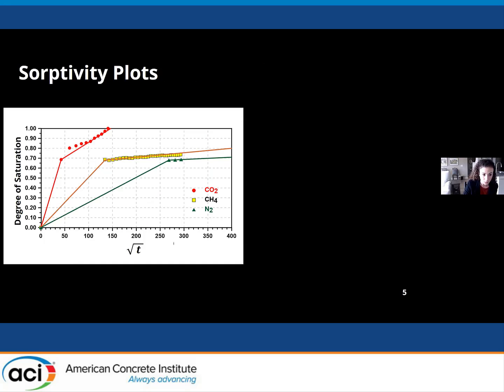nitrogen. And so I was able to make these sorptivity plots using the CT data from 2 slides ago. And so that's the data points that are plotted for the secondary sorptivity region of this plot. And you can see CO2 filled much faster than methane, and methane a little bit faster than nitrogen.